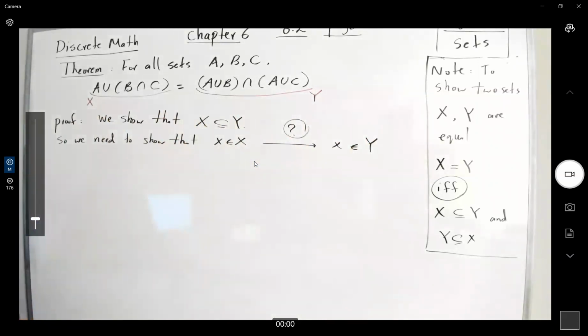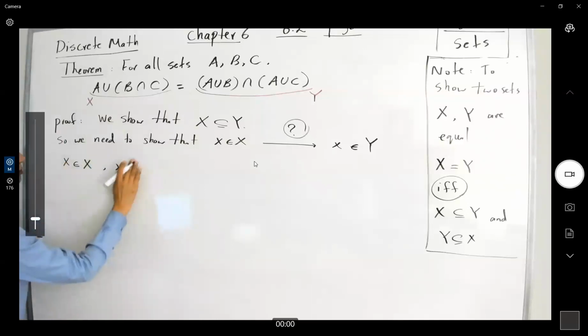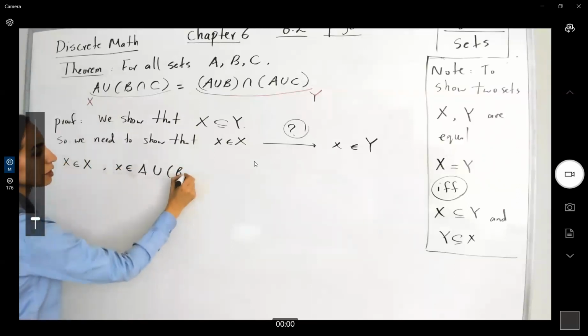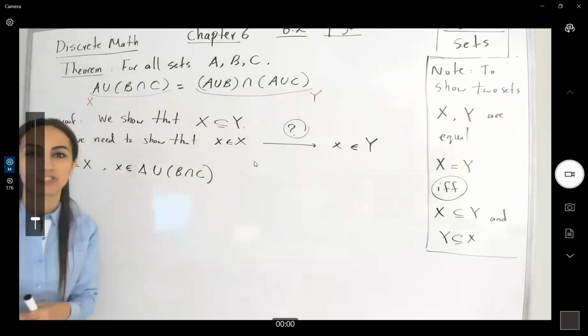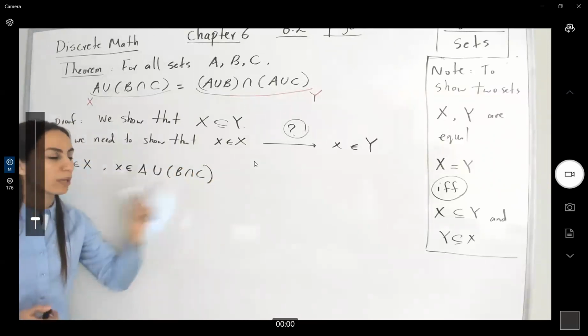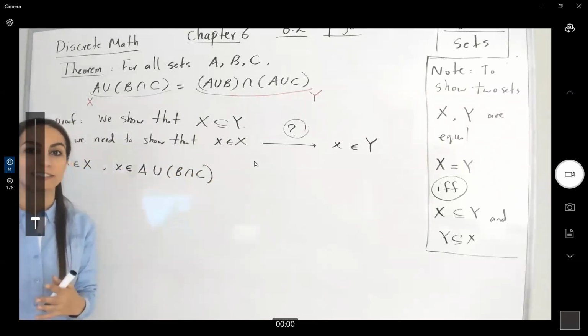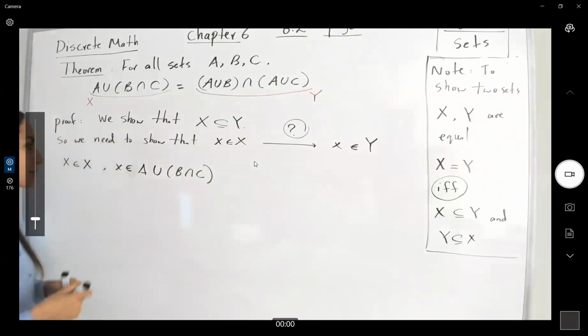Well, okay. x is in here. x belongs to X. What is X? It means that x belongs to A union B intersection C. Well, what is the definition of union? What is the definition of intersection? So we have to play around with this.